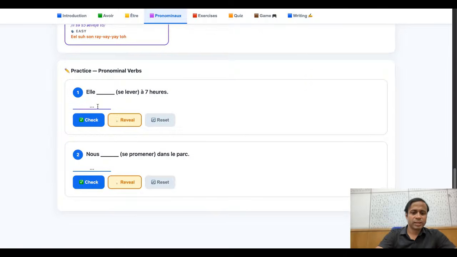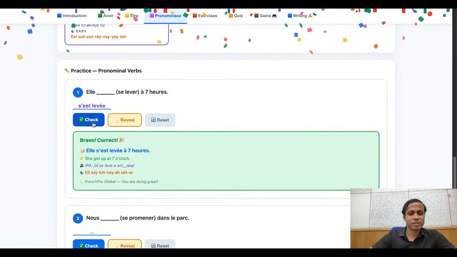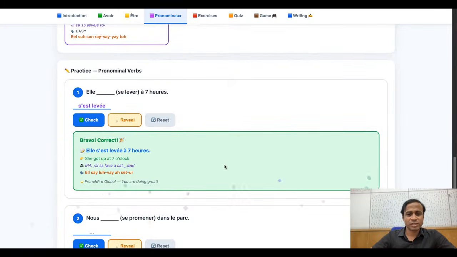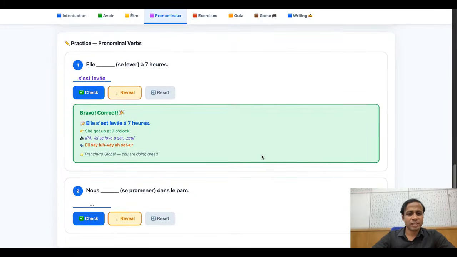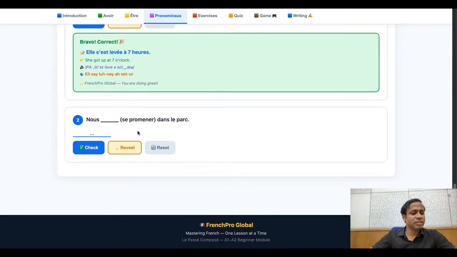Okay. S'est levée. Is this right? Oh, okay, you have to add extra e also, right? Because elle is feminine. Elle s'est levée à 7 heures. Priyanshu has written levée à 7 heures. Yeah, fine. So elle s'est levée, extra e because elle is feminine. Okay, check the answer. Great. Correct answer. Fine. Now, second sentence, your answer please.